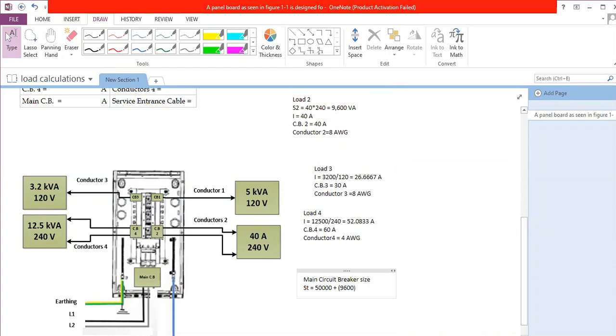9,600, right? Plus the other load number 3, it is 3,200. Plus the last load, it is 12,500. And this is equal to 75,300 volt ampere. So again, the circuit breaker doesn't look at the total circuit breaker.